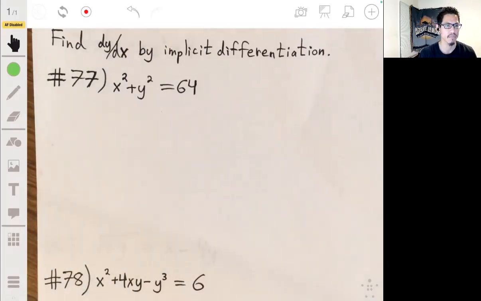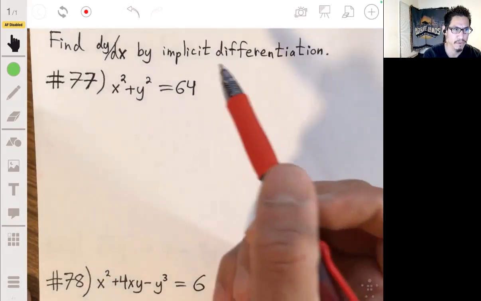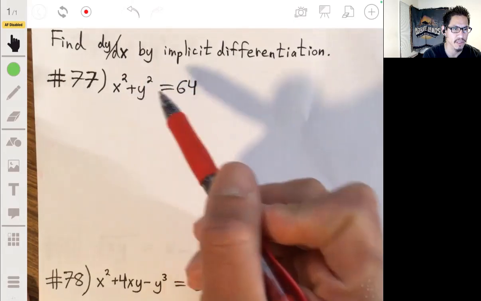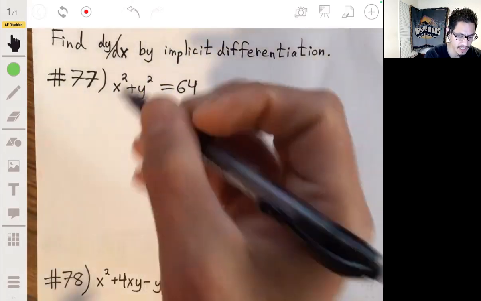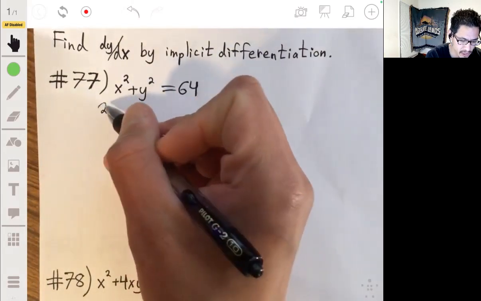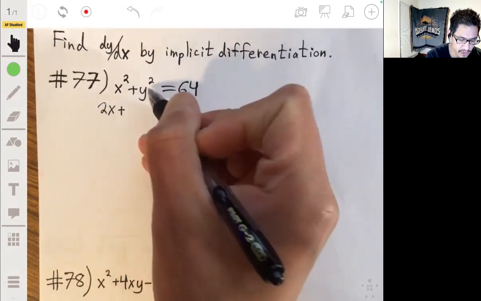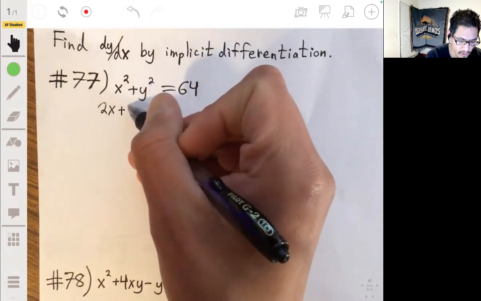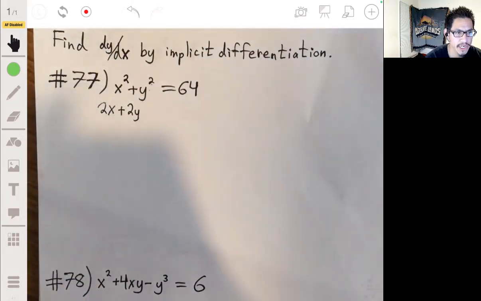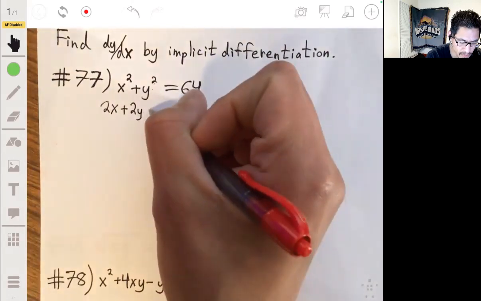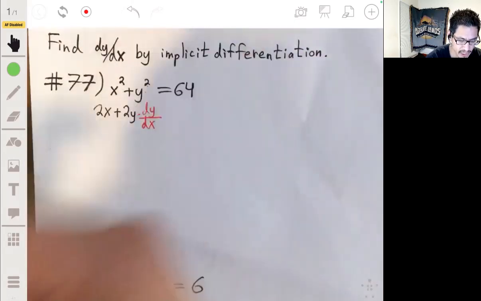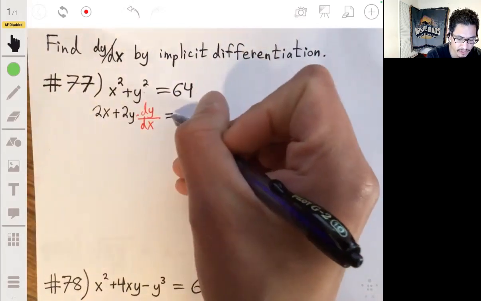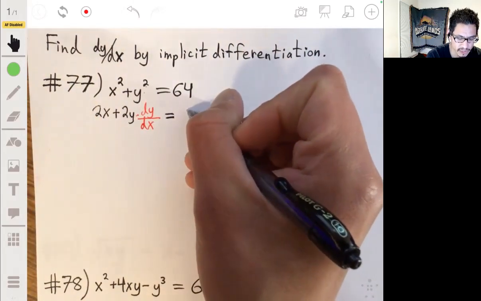All right, so let's go over some practice problems involving implicit differentiation. So the first one we have, x squared plus y squared equals 64. So take the derivative of x squared, which will just be 2x, plus the derivative of y squared, which will be 2y. But here, remember to multiply by dy/dx, since we're doing implicit differentiation. And this will be equal to the derivative of 64, which is just 0.